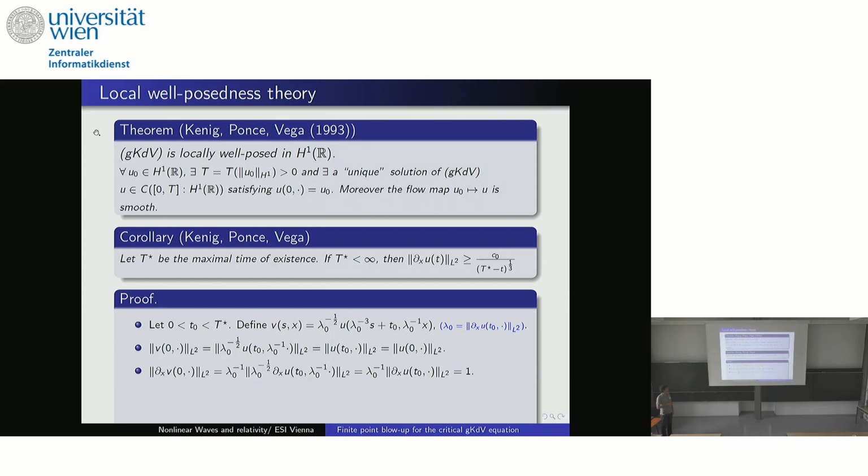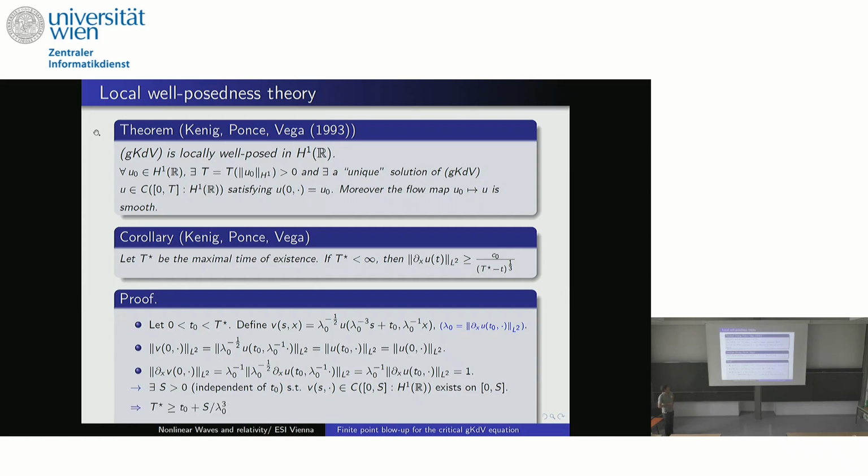Now, if you look at the L2 norm of the gradient of v at 0, by the same arguments, you will find that this is λ0^(-1) times the L2 norm of the gradient of u at t0. Because you have just differentiated once in space, so you have this λ0^(-1) which comes up here. And so that's why we chose this λ0 here. So you can make it equal to 1. So at the end of the day, the H1 norm of v at 0 is independent of t0. So if you reapply your local theory, then you know that there exists a positive time independent of t0, such that your solution v is defined at least on this positive time.